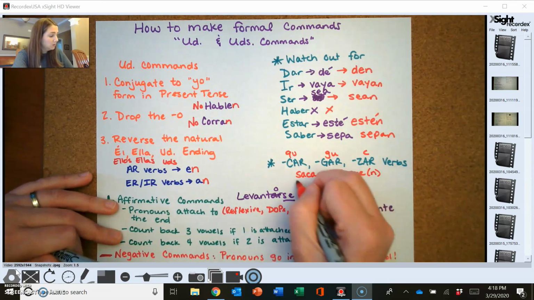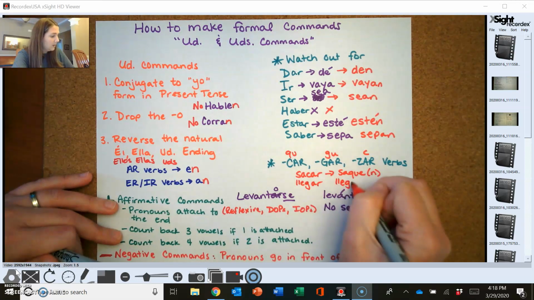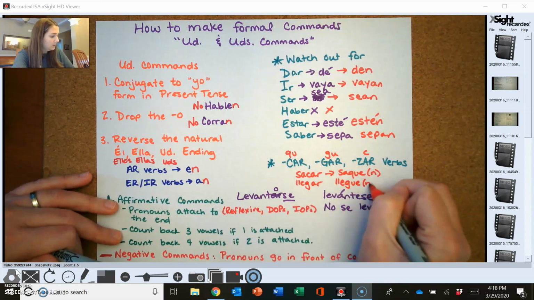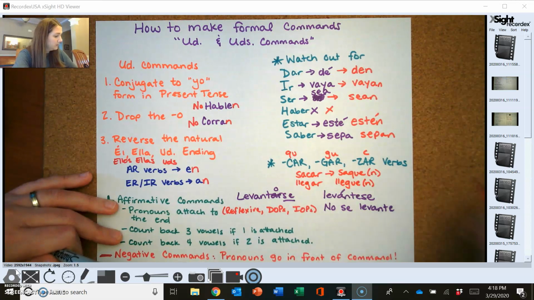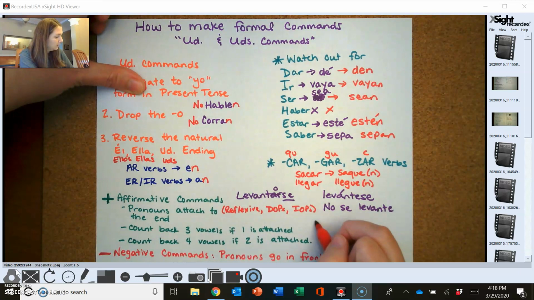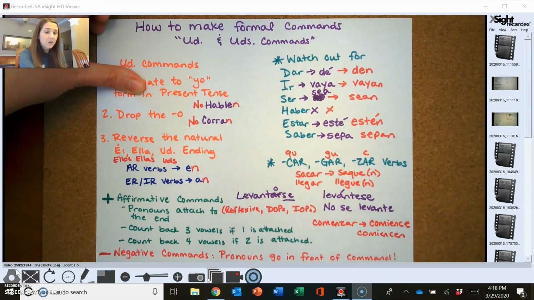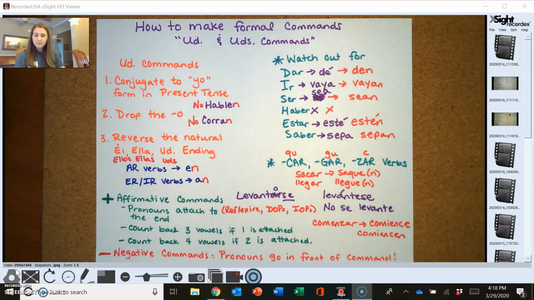Alright, llegar is going to go to llegue or lleguen. And then the last one, I didn't really leave myself a whole lot of space. We'll come down here. Comenzar. If I'm telling you to start something formally, comience with the C, or comiencen, with an N on the end. Okay, that's your ustedes command.